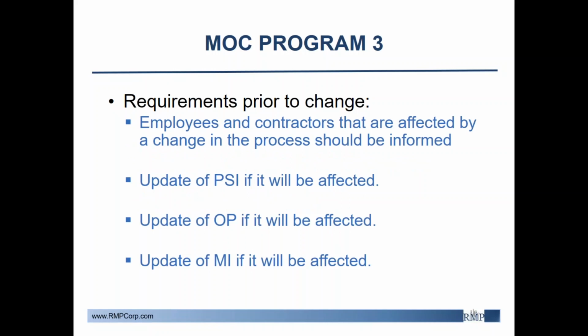Employees involved in operating a process, maintenance personnel, and contract employees whose job tasks will be affected by a change in the process shall be informed of and trained in the change prior to startup of the process or affected part of the process. In addition, this should be documented in some way. If a change results in a change to the process safety information, such information shall be updated accordingly.